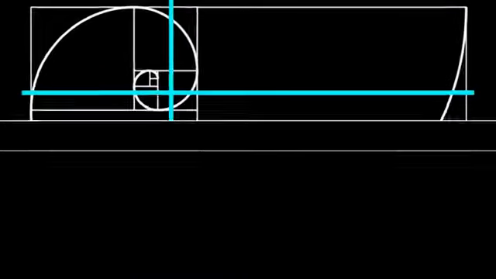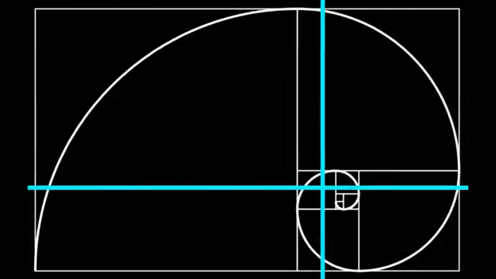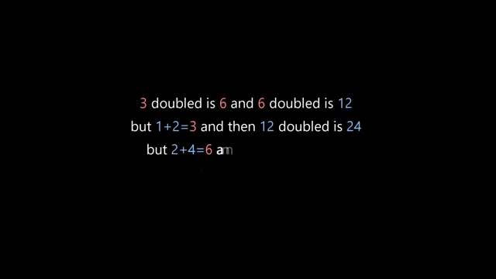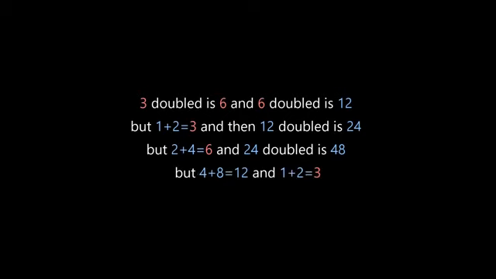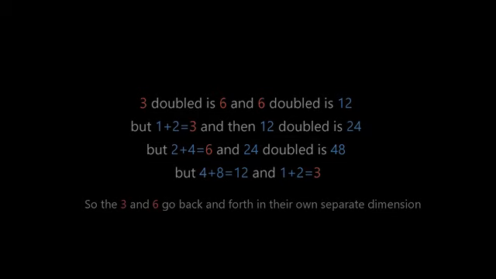Everything is based on thirds. We think that the universe is based on dualities, because we see the effects and not the cause. When I say the oscillation between a 3 and a 6, what I mean is that 3 doubled is 6, and 6 doubled is 12, but 1 plus 2 equals 3, and then 12 doubled is 24, but 2 plus 4 equals 6, and 24 doubled is 48, so 4 plus 8 equals 12, and 1 plus 2 equals 3. So the 3 and the 6 go back and forth in their own separate dimension.